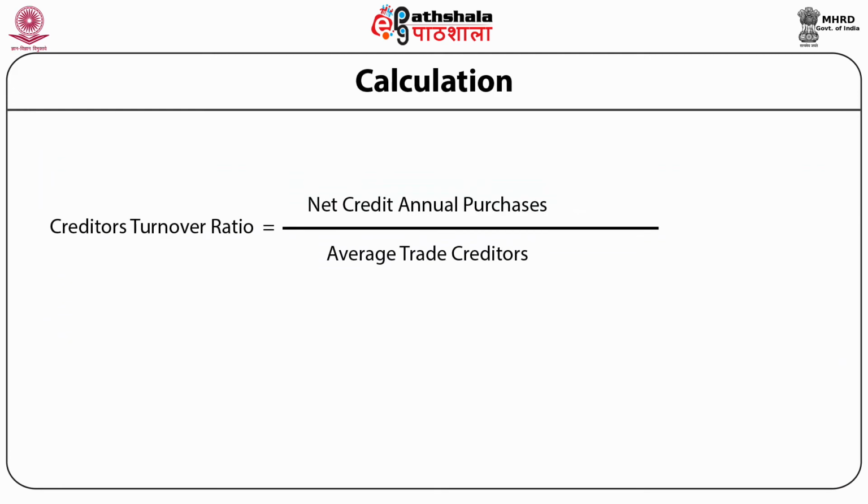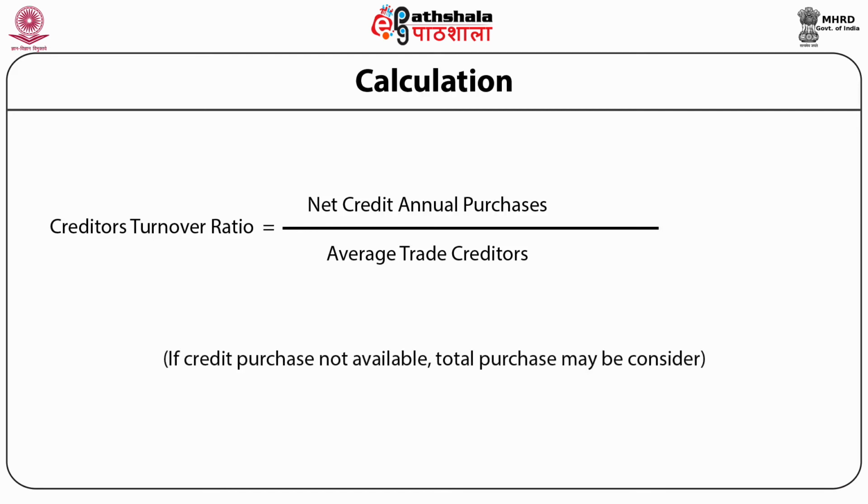Creditors turnover ratio can be calculated by using the formula of dividing net credit annual purchases by average trade creditors. If credit purchases are not given, then total sales may be considered, whereas average trade creditors can be calculated by adding opening balance of creditors to closing balance of creditors divided by 2.